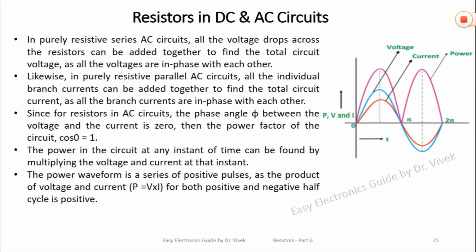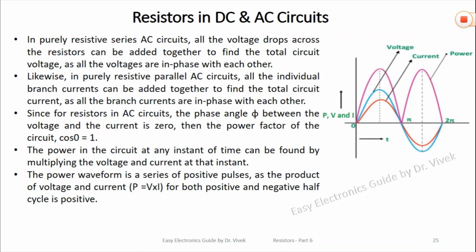In purely resistive series AC circuits, all the voltage drops across the resistors can be added together to find the total circuit voltage. Likewise, in purely resistive parallel AC circuits, all the individual branch currents can be added together to find the total circuit current. For resistors in AC circuits, the power factor of the circuit is 1.